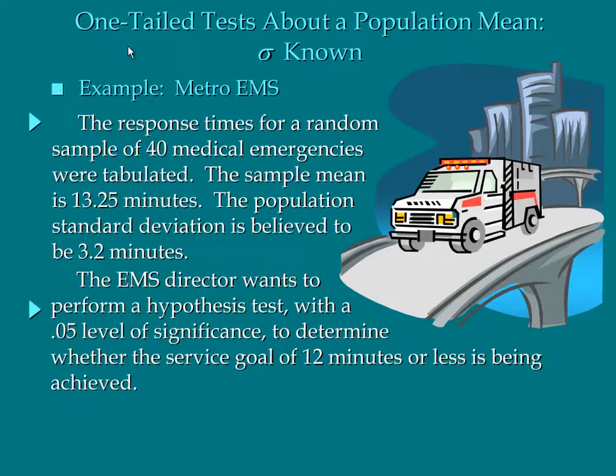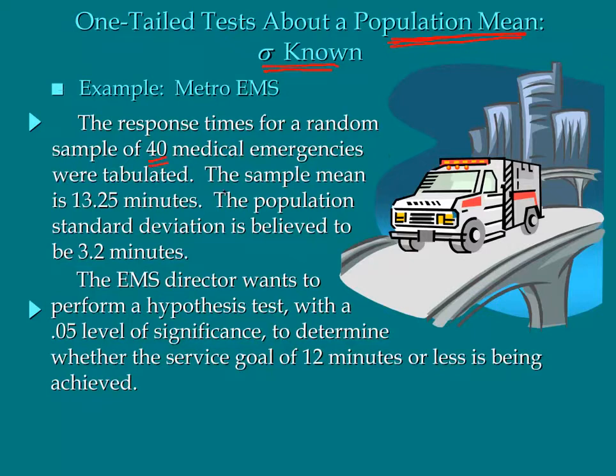This is the next part of our series on hypothesis testing, and we're going to look at a one-tailed test about a population mean. In this case, the standard deviation is known. The relevance of those two statements will become clear after a while, because we'll deal with other variants of those two situations.